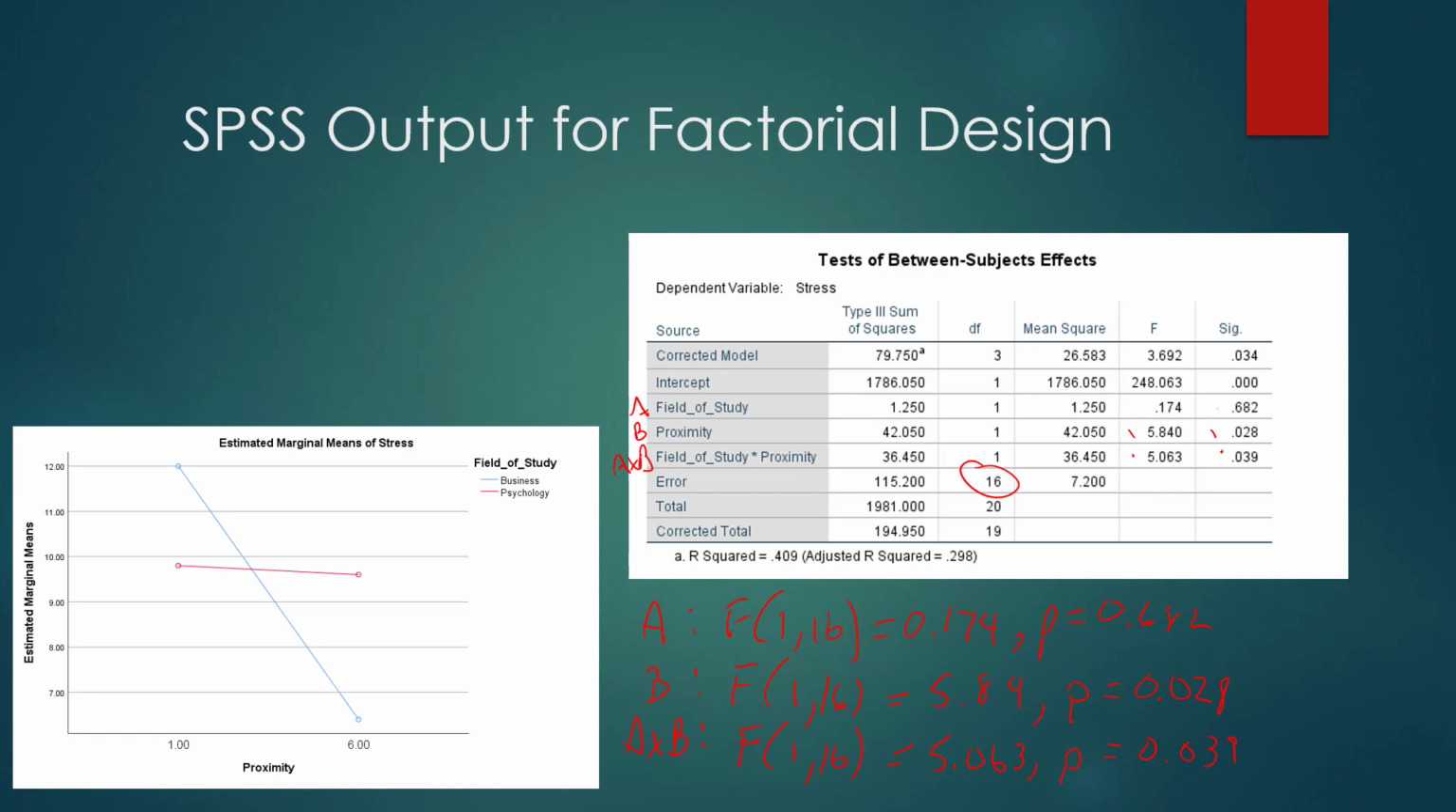And this is what that interaction looks like. For this study, this was proximity to the exam for business and psychology majors. This is saying that for psychology majors, it doesn't matter how close to the exam it is. They have the same level of stress. However, for business majors, proximity to the test makes a huge difference in their level of stress, which is much higher when you get closer to the test and much lower when you're farther away from the test.